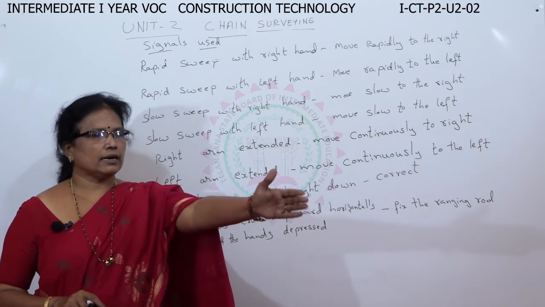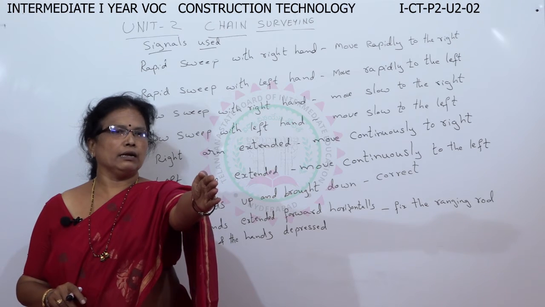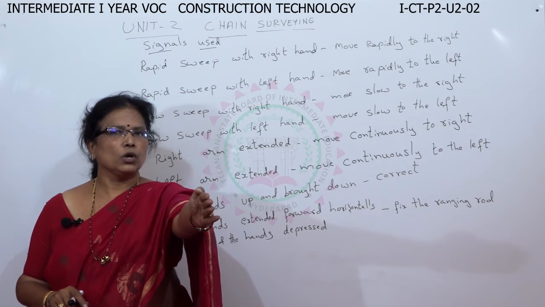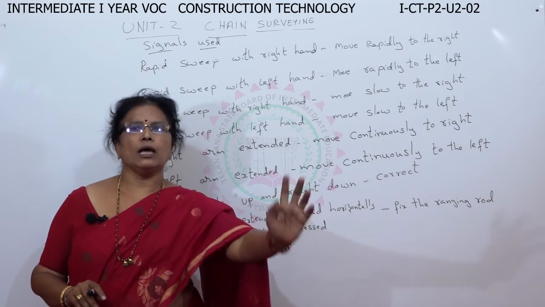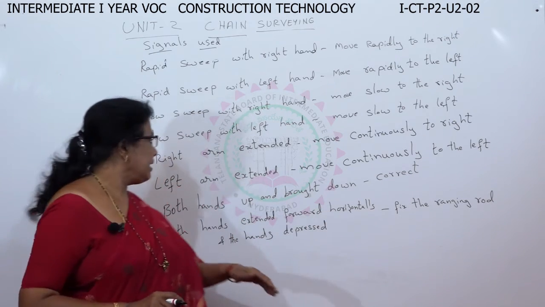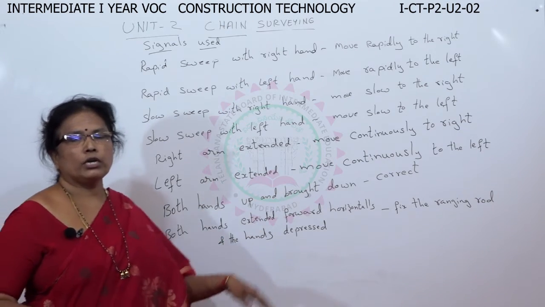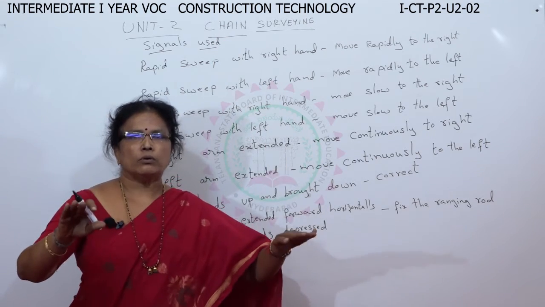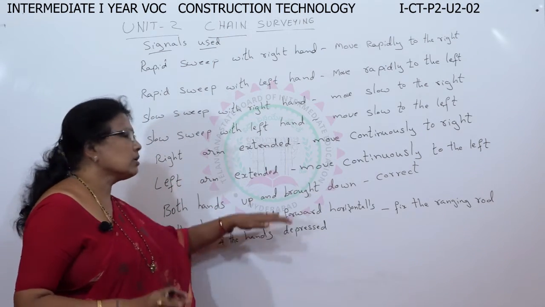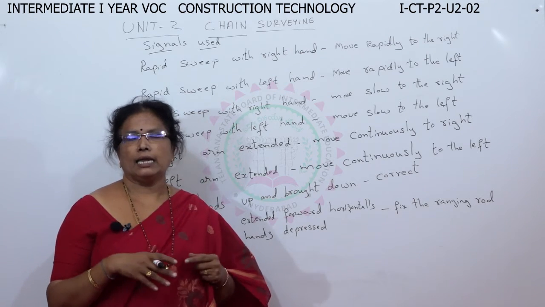Left arm extended and move continuously. If you extend your left hand, that means you have to move your ranging rod continuously to the left. And next, both arms up and brought down. That means you have to raise both hands and put them down. That means your ranging rod is in correct line, straight line.